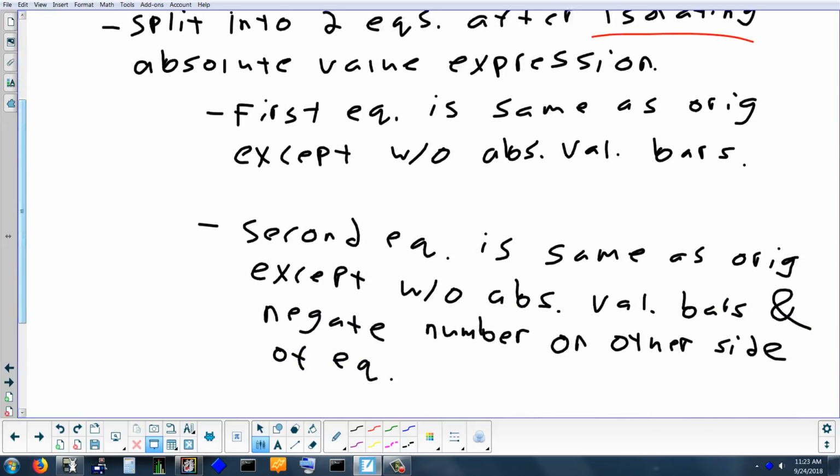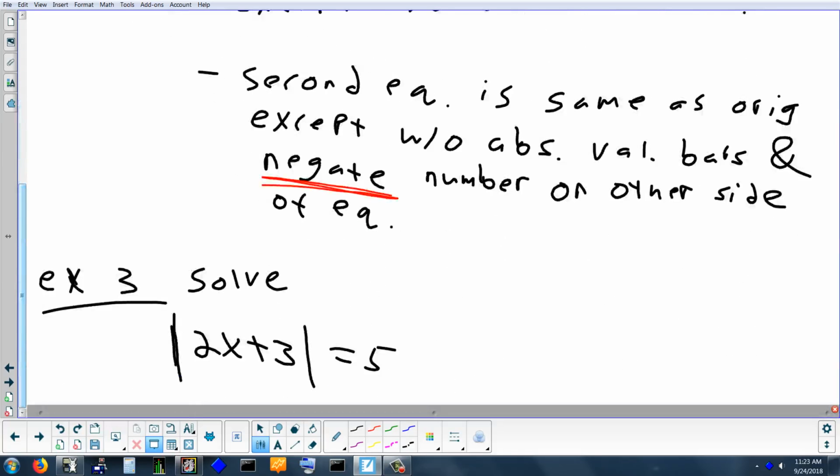The second one, well, we start off the same, but we got to do one extra thing. You're going to write the second equation. You're going to erase the absolute value bars, but you're also going to change the sign of the number on the other side. Okay, that's what negate means. Negate is the opposite. So change the sign of the number on the other side. And what I mean by that is you're always going to have a number by itself on one side, like 5 in this case.